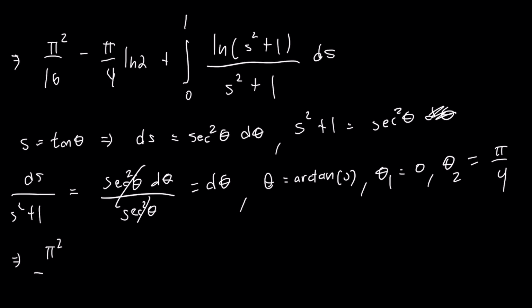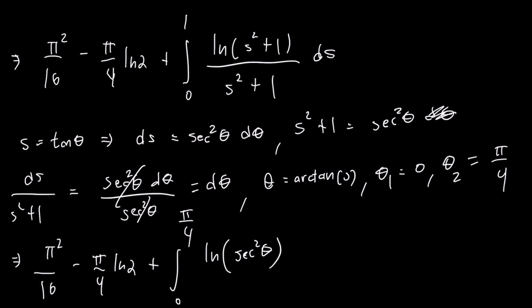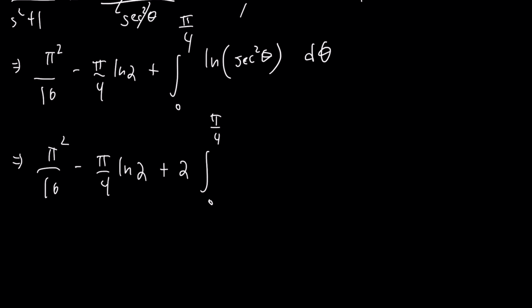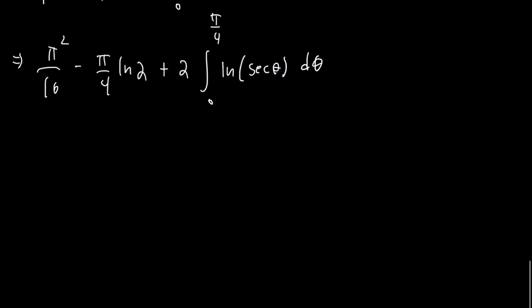So we have the following. We have pi squared over 16 minus pi over 4 log 2, and then plus the integral from 0 to pi over 4 of the natural log of s squared plus 1. We said it's secant squared theta, and ds over s squared plus 1 is just d theta. So we have pi squared over 16 minus pi over 4 log 2. We can rewrite this as plus twice the integral from 0 to pi over 4 of the natural log of the secant of theta d theta.